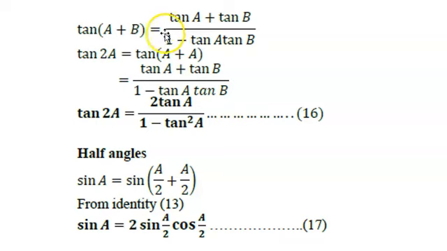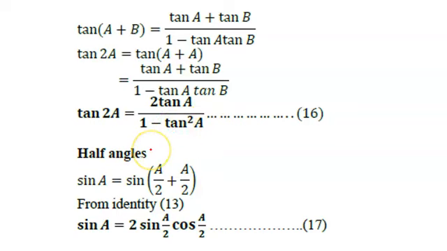Next one will be tan. From compound angles, tan A plus B is as we have considered. So tan 2A will be tan of A plus A, and when we simplify, we have tan 2A equal to 2 tan A over 1 minus tan squared A.